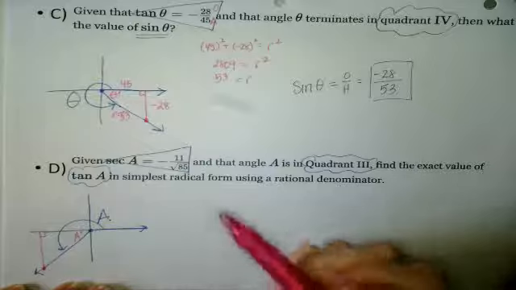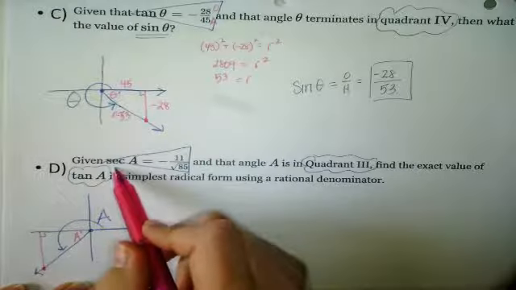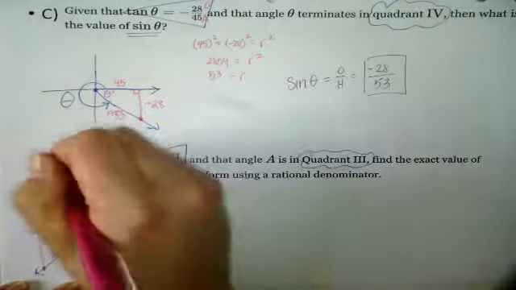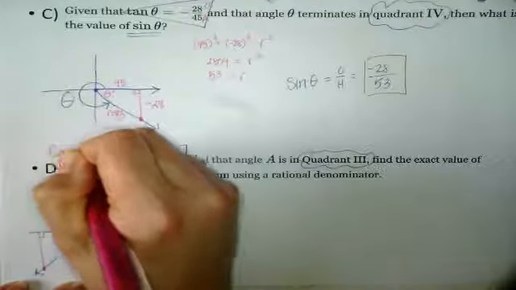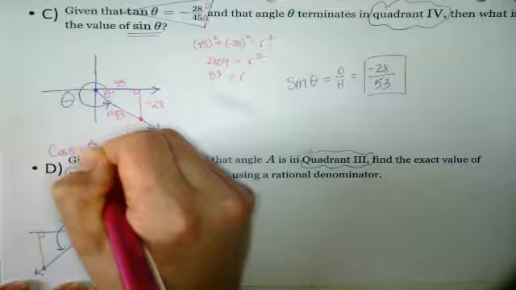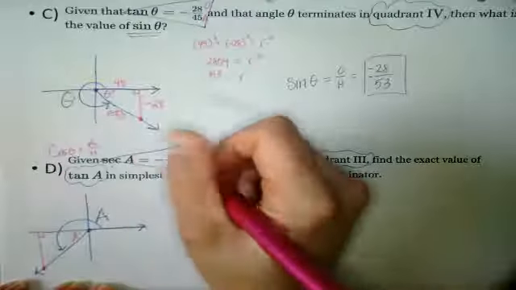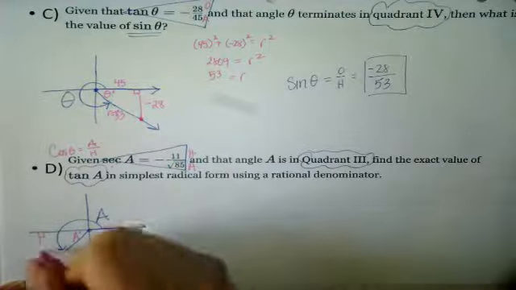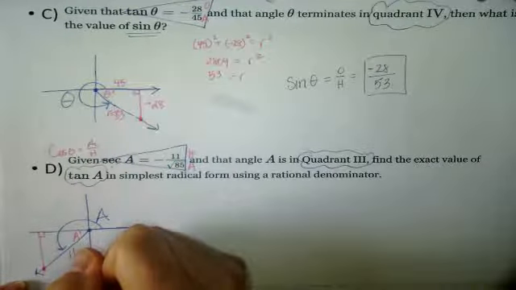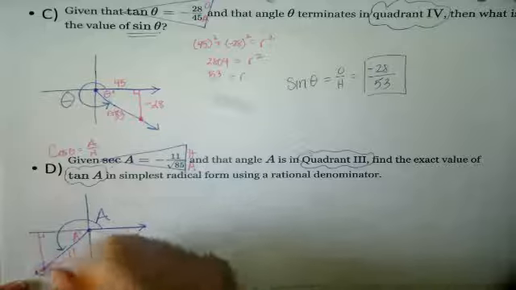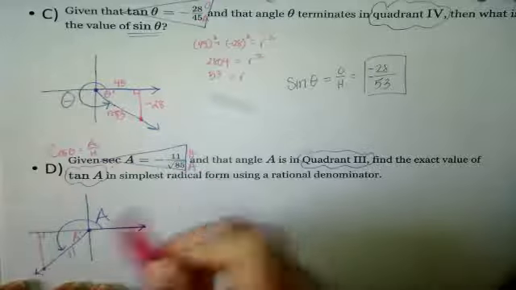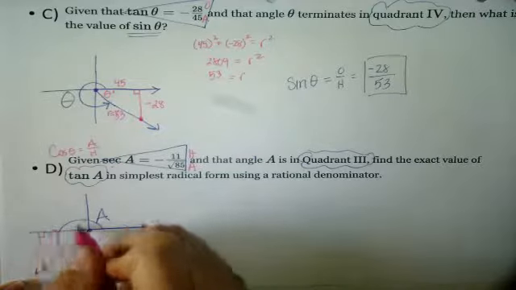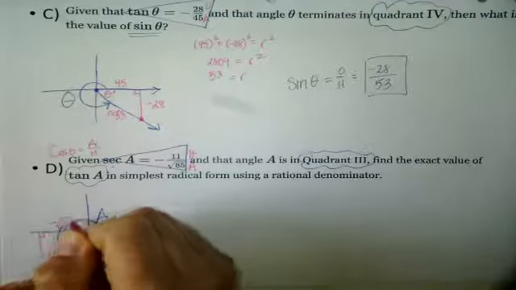Secant is the reciprocal of cosine. Cosine of some angle is adjacent over hypotenuse. So secant is hypotenuse over adjacent. So the hypotenuse is 11. Remember, that's always positive. And then the adjacent side here would be negative radical 85.